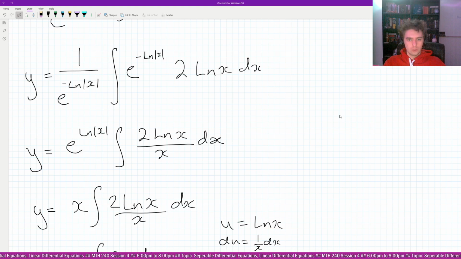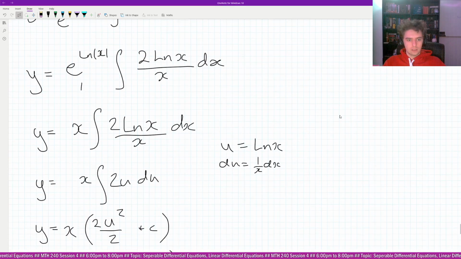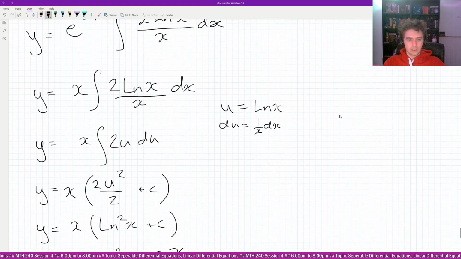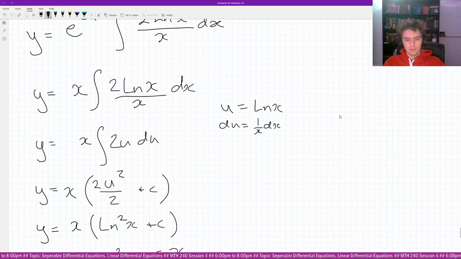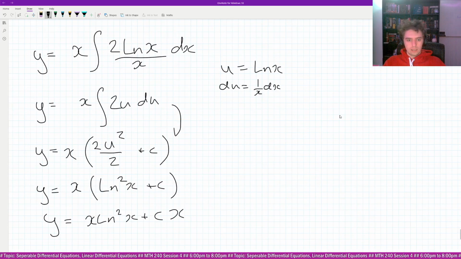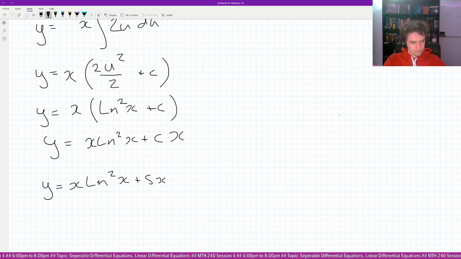So it's 2 ln x over x. This turns into just x here, and I don't move the 2 to the front because that confuses everything. So just integrate this now. Integrate this using a u sub. So it goes down like this. The 2's cancel. And then multiply the x through. And then we just apply our initial condition, but we'll get a 5 no matter what because it's the same thing. So ln squared x plus 5x is the answer again.